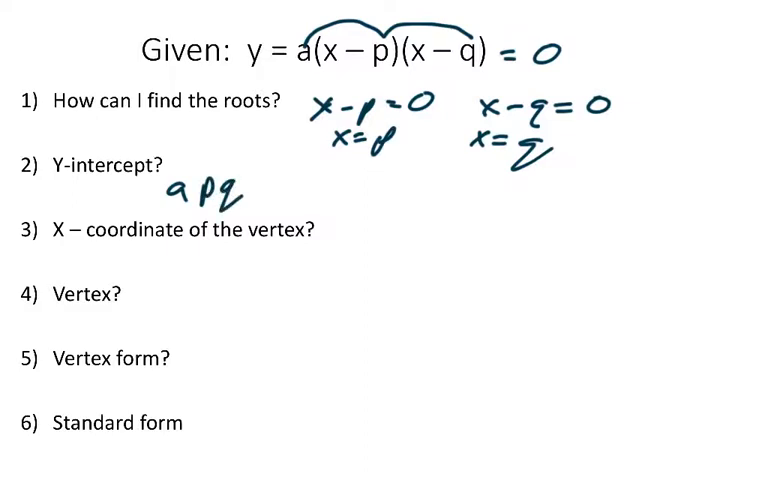All right, finding the x-coordinate of the vertex. Well, remember, if I'm going from factored form to vertex form, I'm going to need the midpoint. All right, well, I have the x-intercepts. That's nice. So all it's going to be, the x-coordinate of the vertex, I'm just going to take p plus q, add them together and divide by 2. And that's going to give me the x-coordinate of the vertex, which is also the axis of symmetry.